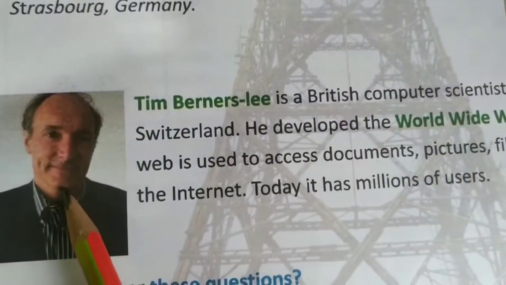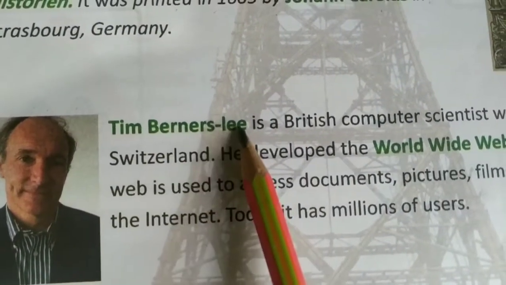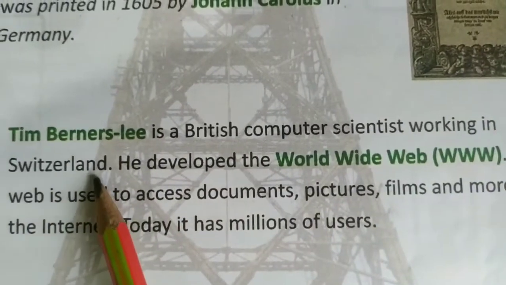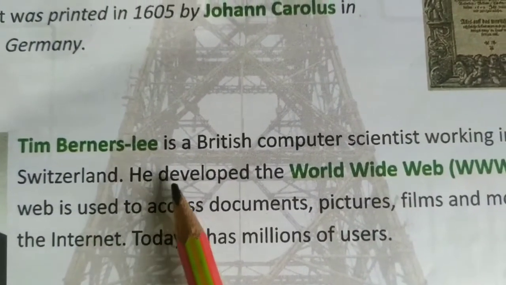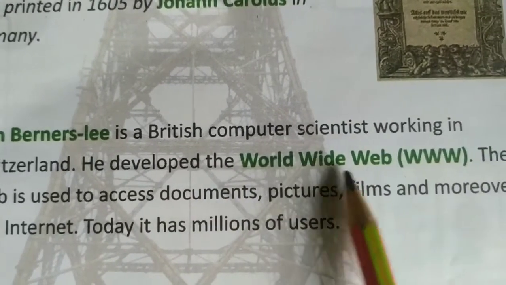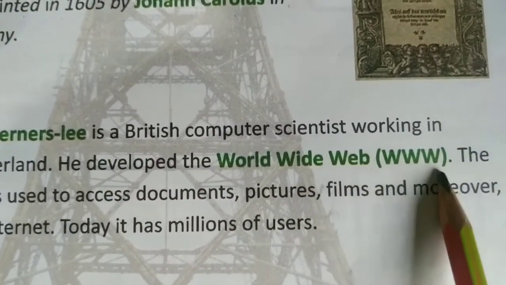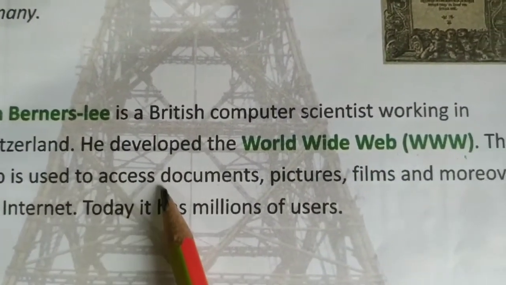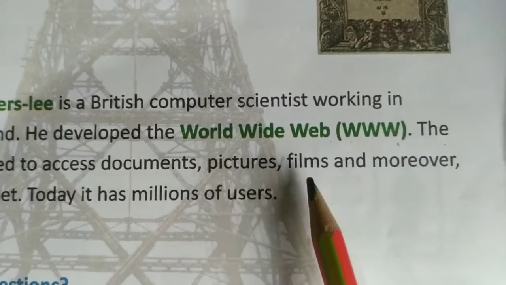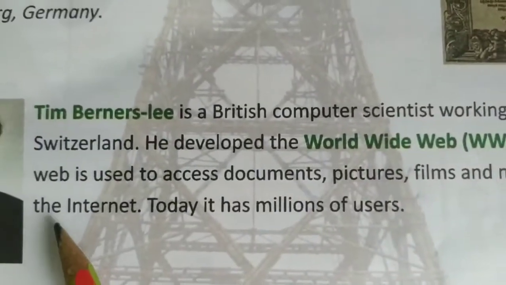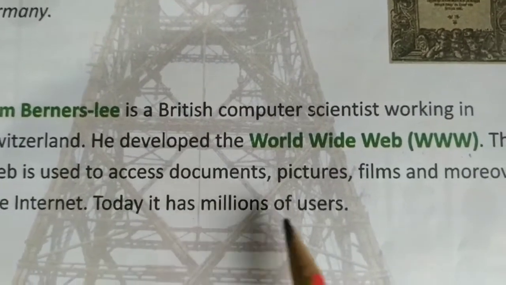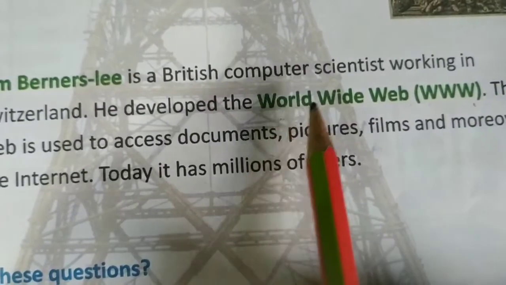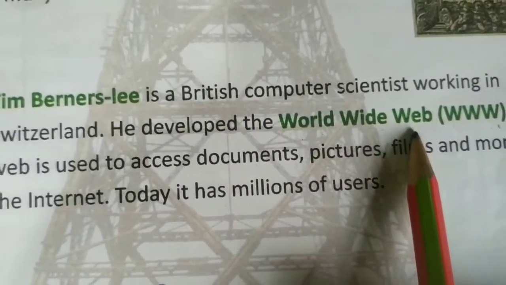Now look at the picture. Here is Tim Berners-Lee, a British computer scientist working in Switzerland. He developed the World Wide Web. That is called what? WWW. The web is used to access documents, pictures, films, and more, through the internet. Today it has millions of users, right? He invented the World Wide Web in the year 1989.